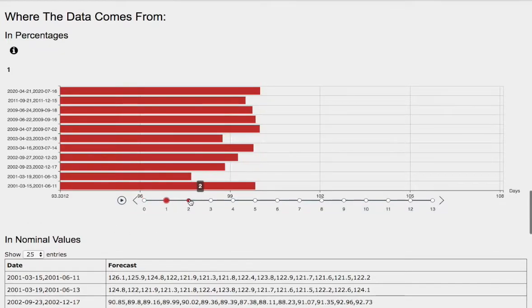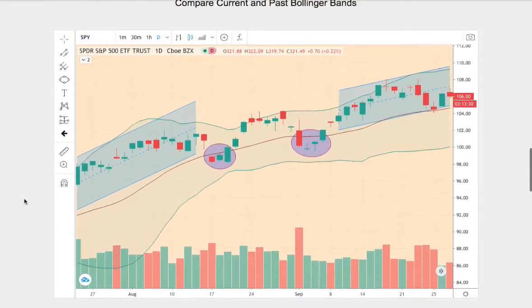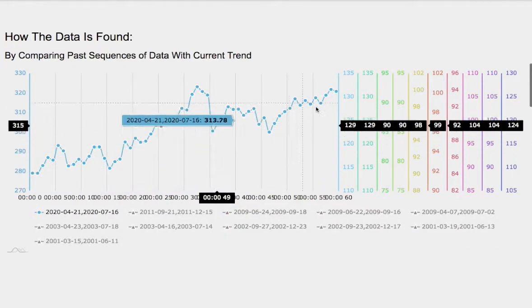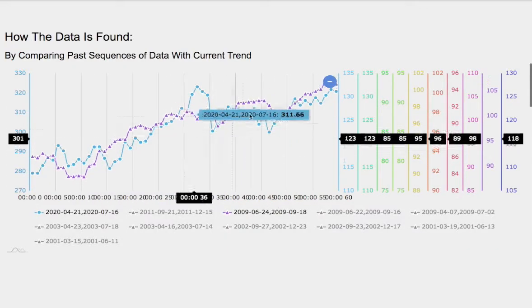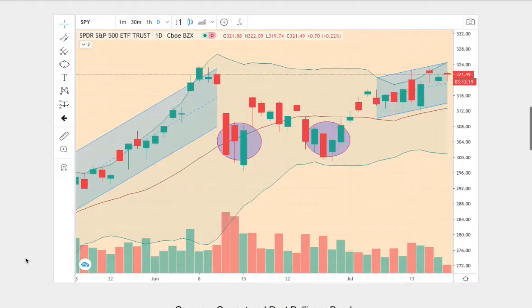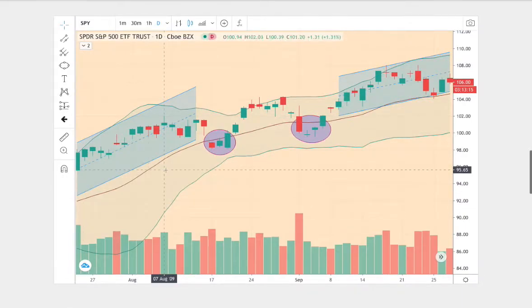So we have 1 day out, that will be a Monday, and 2 days out will be a Tuesday, and so on. So we have 3 days out, 4 days out, 5 days out, and which one of these models we should focus on. Ideally, the model that is best matched to the current trend. The blue line is our current trend, and the line overlapping it happens to be the best match. So right here we have our current trend, and the line below is the trend that we found on the line graph above. And this trend dates back to June 24th to September 18, 2009.